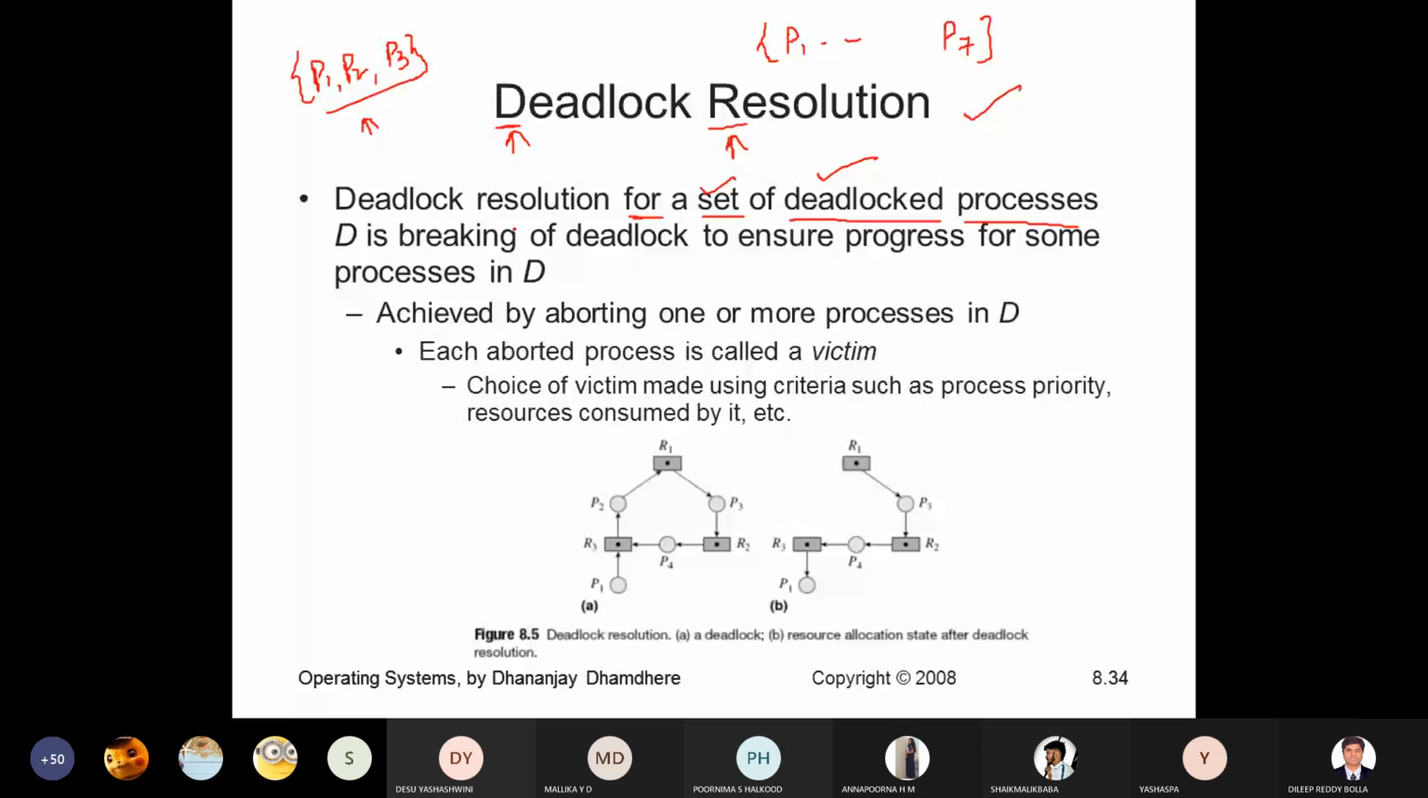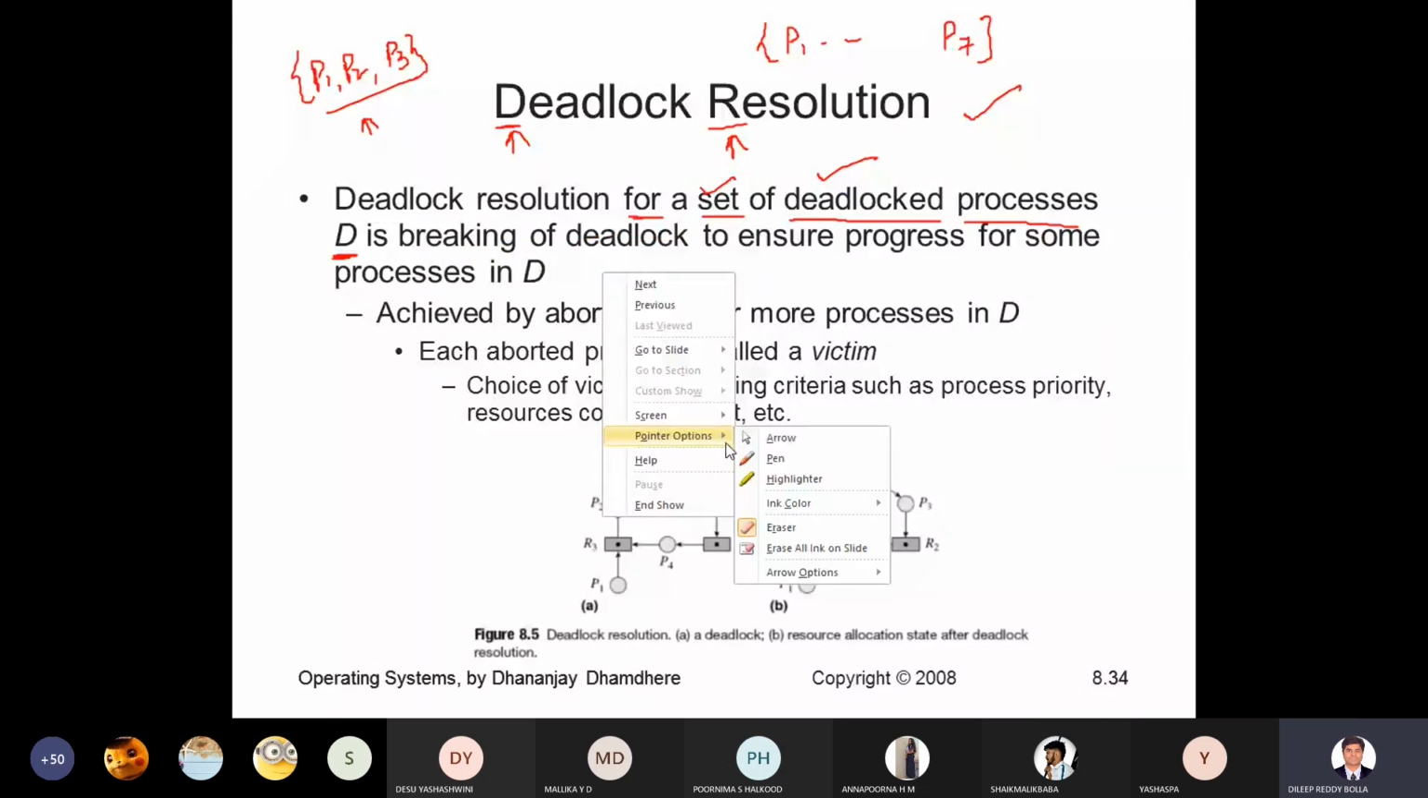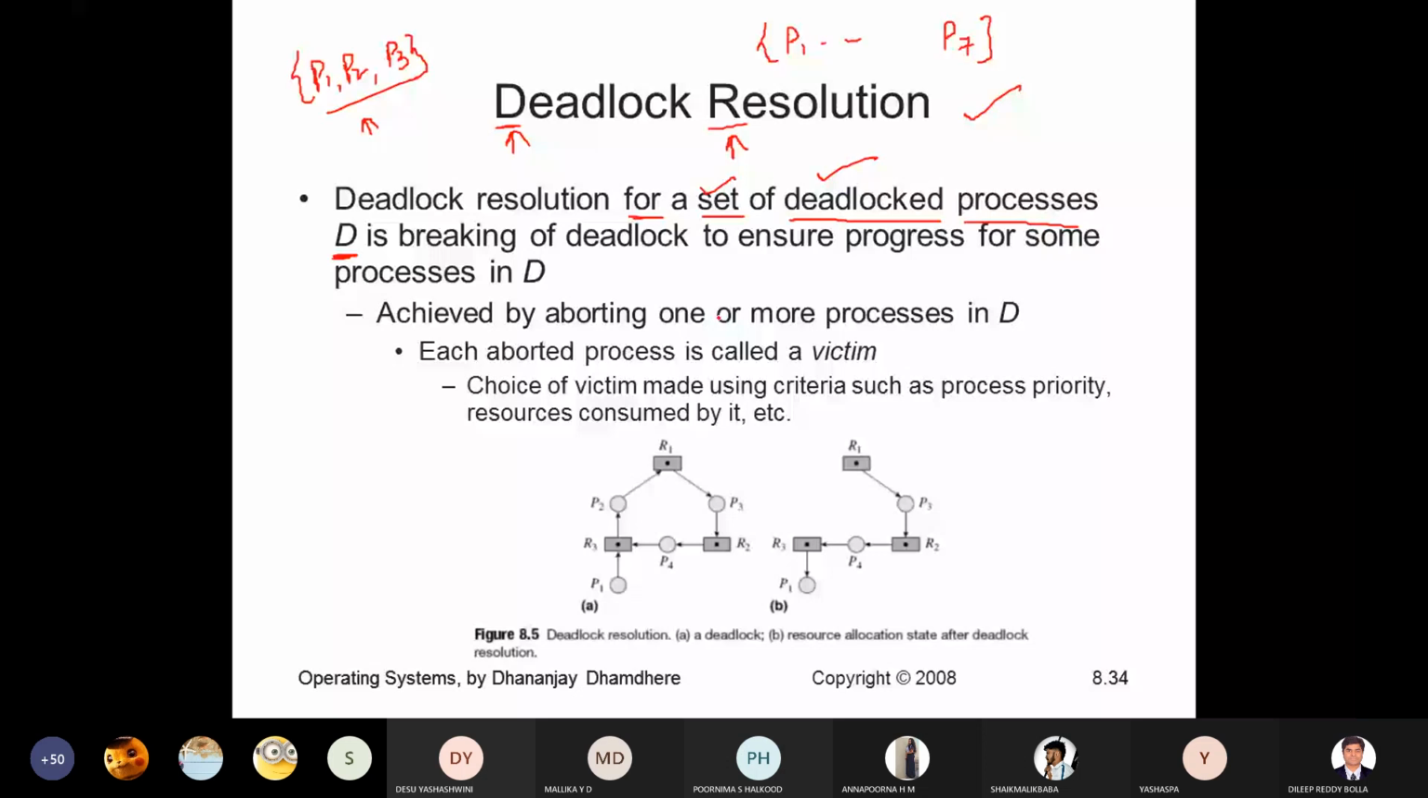This resolution we can do for the set of deadlocked processes. D is the set of deadlocked processes, and we need to break the deadlock. Why do we need to break the deadlock? To make sure that programs from some process in D can proceed. We need to clear that.